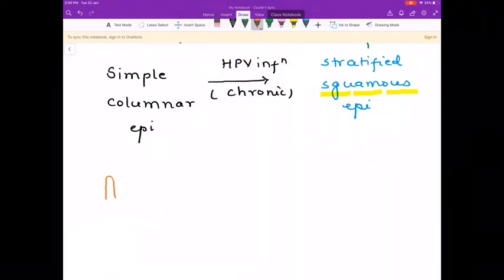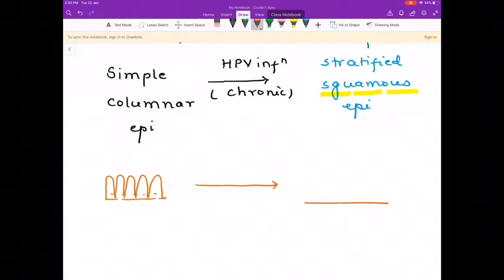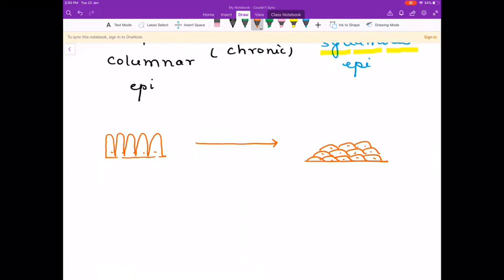Diagrammatic representation can be done like this. This is a columnar epithelium, single layered. Remember that in the columnar epithelium, the nucleus is towards the basement membrane. Then there is a chronic exposure, a chronic irritation by the HPV infection. Then this particular epithelium is converted into this kind of cell type, which is multiple layered polygonal cells, and the nucleus is present at the center. This is known as stratified squamous epithelium, a type of squamous metaplasia.